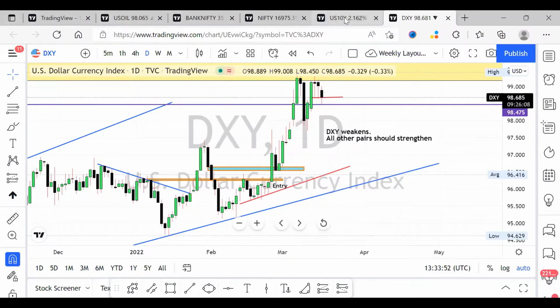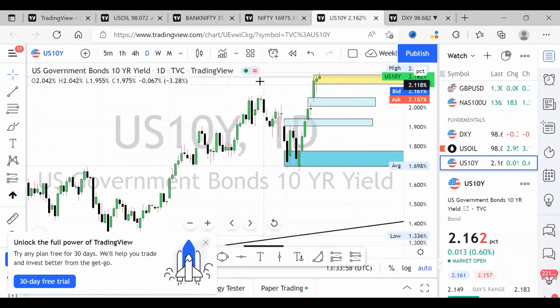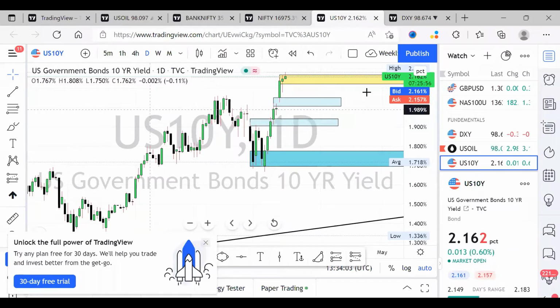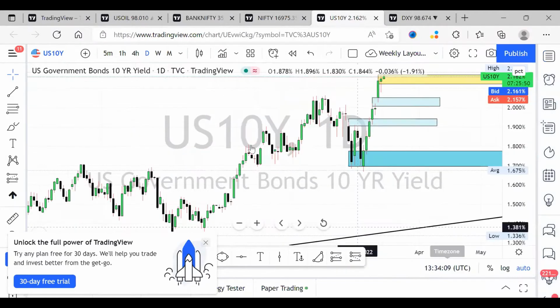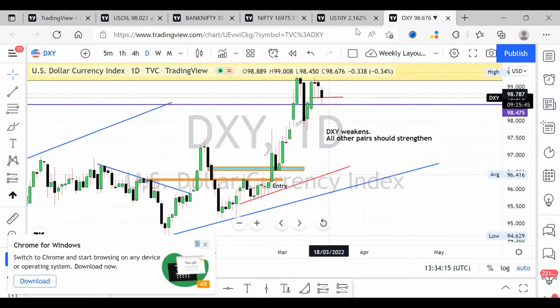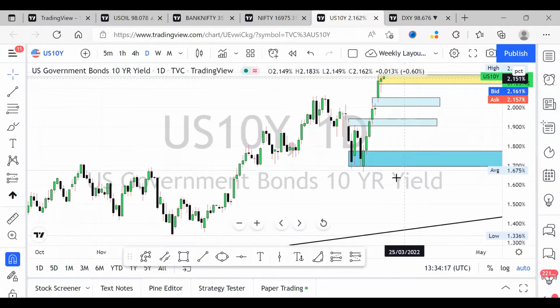If you look at the US Treasury 10-year yield, okay, this has hit a particular supply zone. This is telling you that the interest rate is coming to an all-time high. This means that there's going to be a lot of financial instability. So the dollar index is starting to go further down, and the US Treasury 10-year yield, the bonds, is telling you it's in a supply zone.